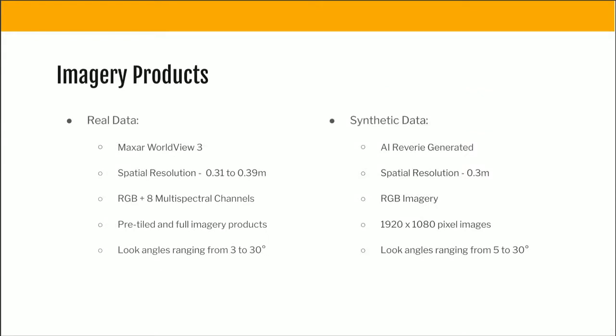The different imagery products here, we're working with real data. We have the Maxar Worldview 3 sensor. This is the highest resolution commercially available satellite imagery that you can purchase. So really excellent high quality data here. The corresponding synthetic data also has a similar spatial resolution of around 0.3 meters and also similar wavelengths. And finally, the look angles here are really quite diverse, ranging from about 3 to 30 degrees for both the real and synthetic data.